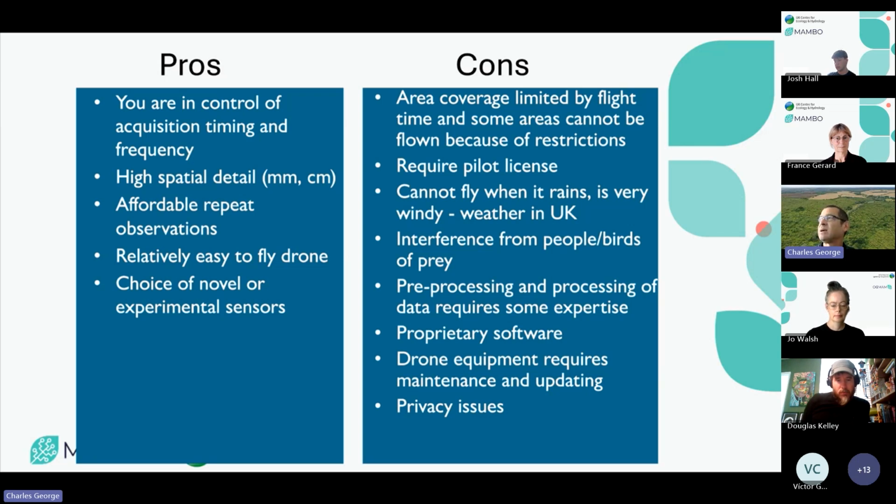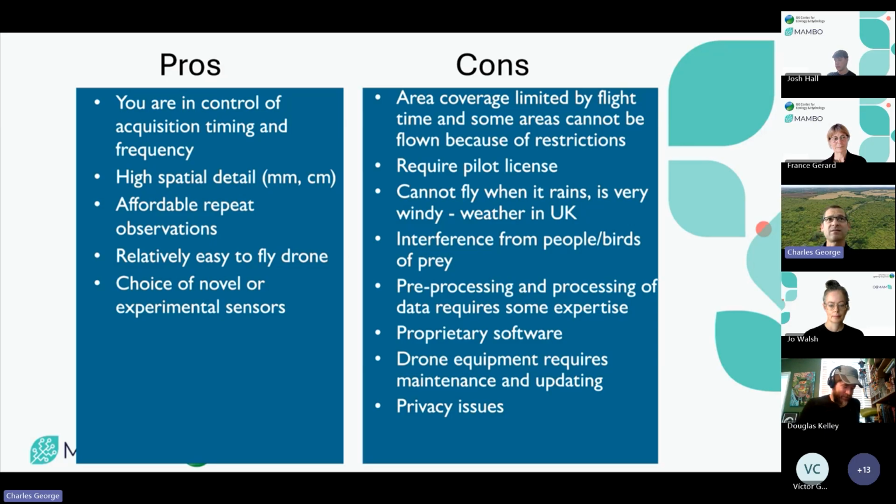Disadvantages: the area covered is limited by flight time, so that's generally the amount of batteries that you can carry. And also some areas can't be flown because of restrictions such as you can't fly near airports or around prisons. You do require a pilot's license, but that's something you can get hold of. You can't fly when it rains, because even if you can find a drone that will fly in the rain, there's lots of water between the sensor and what you're looking at.